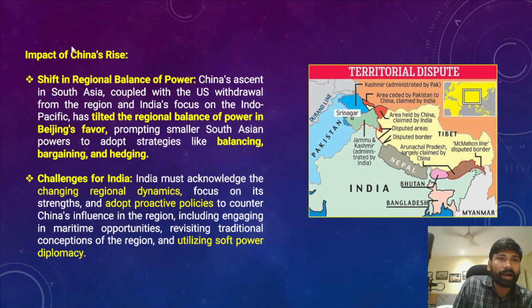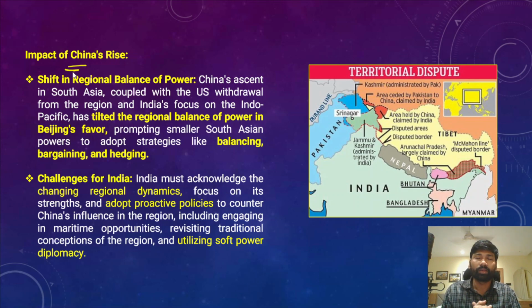Now, what is the impact of China's rise? How does China's rise impact India's overall influence in the region? China's rise would lead to a shift in the regional balance of power, tilted in favor of China instead of India. If you look at China's growth, it is considered enormous. Along with this growth, China has also been regularly increasing its influence in the Indian Ocean region and potentially challenging India as well.